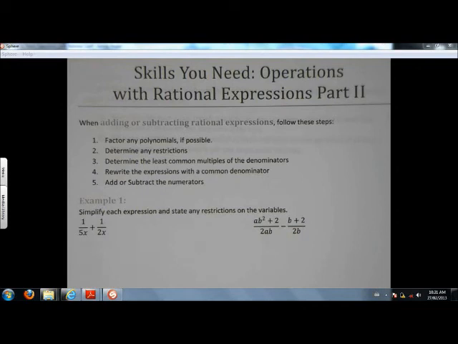We've got steps just like we did last time. Factor if possible, that's the same first step. Determine any restrictions, same step. Determine the least common multiple of the denominators, so that's new. Rewrite the expressions with a common denominator and add or subtract the numerators. Again, this is just like fractions.